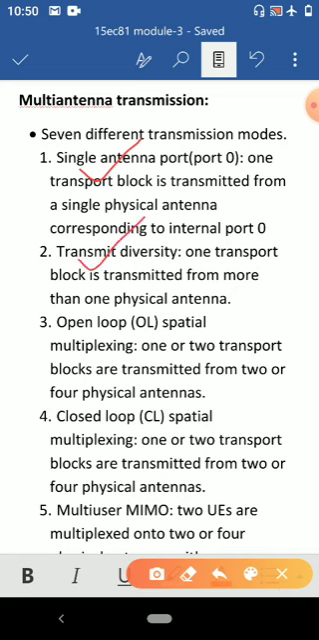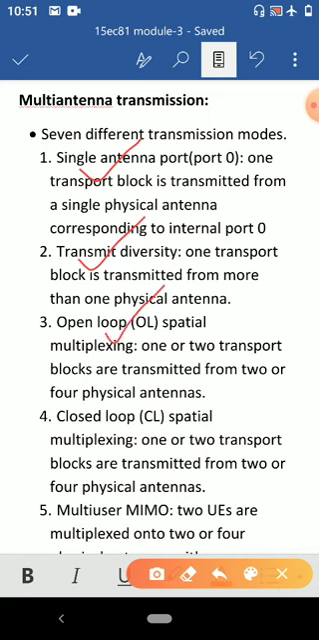Second one, transmit diversity. One transport block is transmitted from more than one physical antenna, that is port 0 and 1 if two physical antennas are used, and ports 0, 1, 2 and 3 if 4 physical antennas are used.